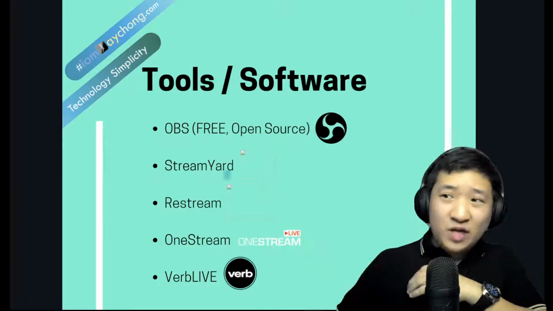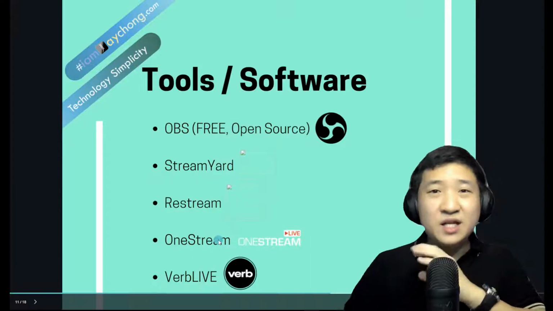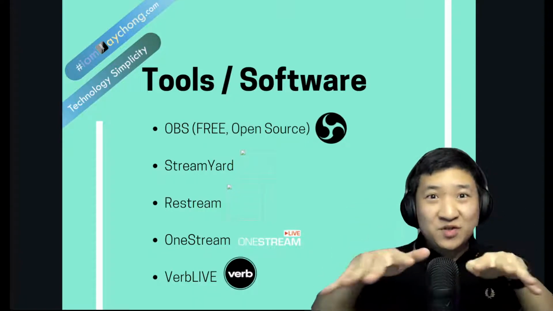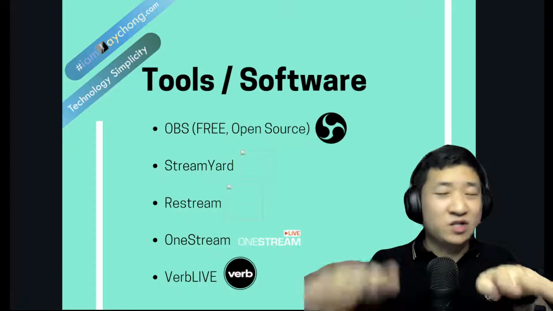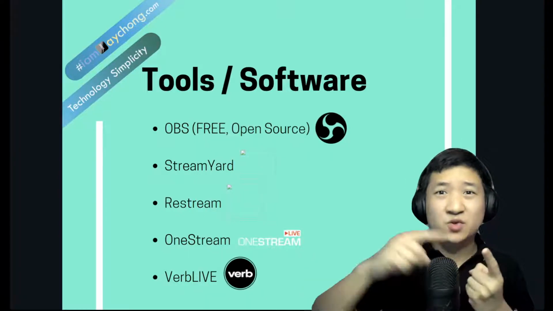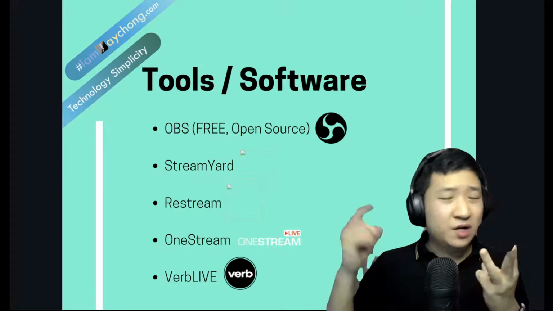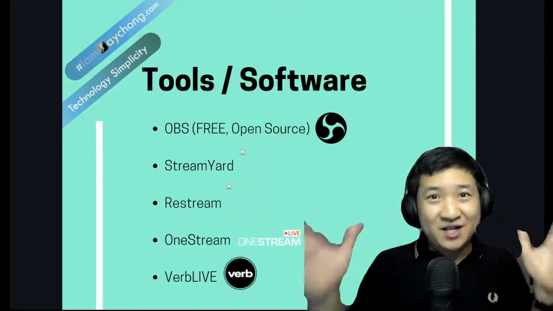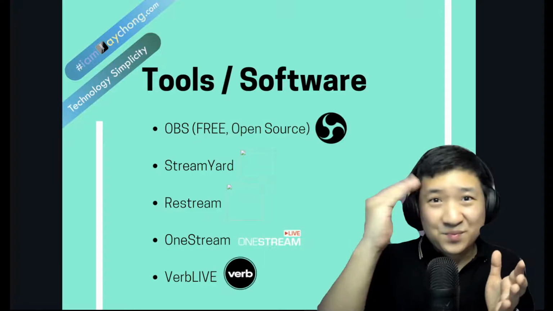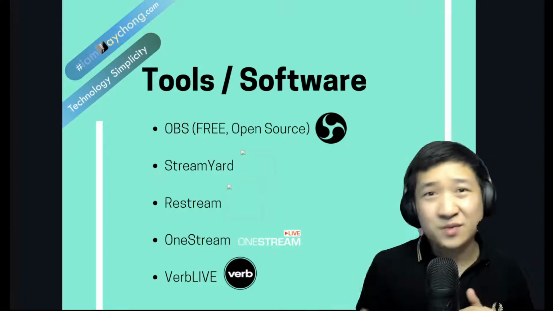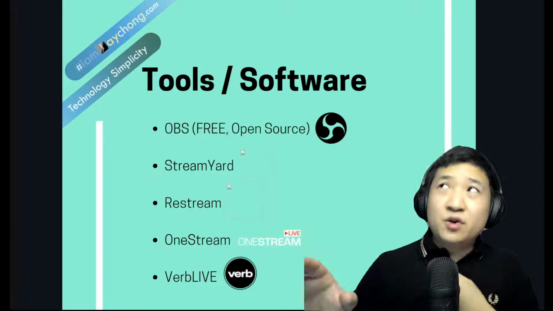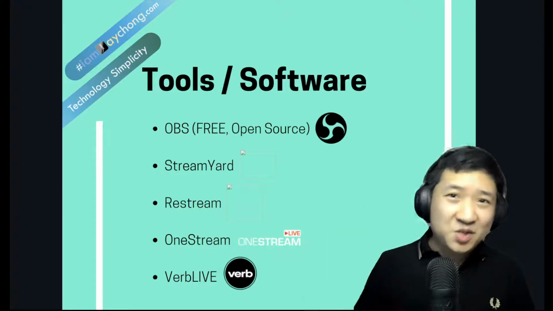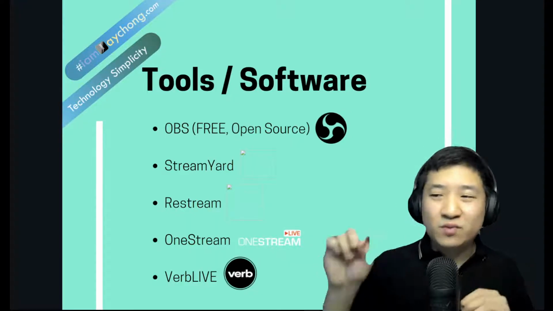Another one is called OneStream. This OneStream is for you to broadcast from one place to multiple channels. We're talking about from one place to Facebook, Twitter, Instagram, LinkedIn, Twitch, and YouTube. The limitation is just your imagination. I think it supports more than 30 channels there. You can go and check it out. And the last tool that I love so much is called Verb Live.